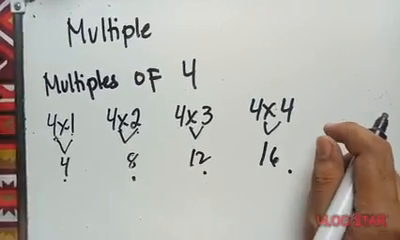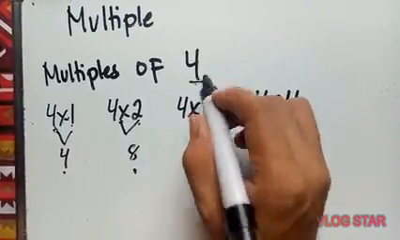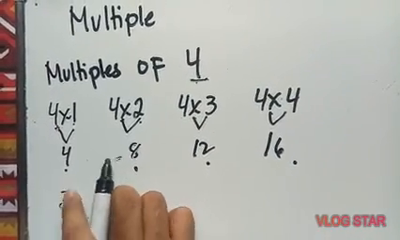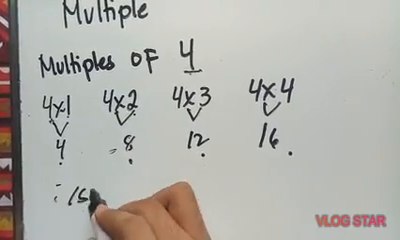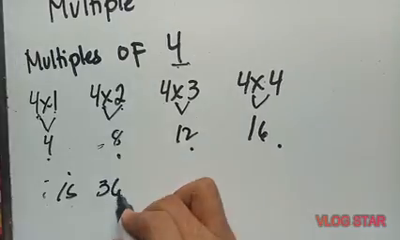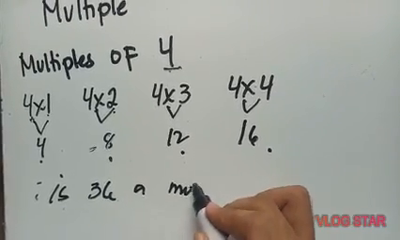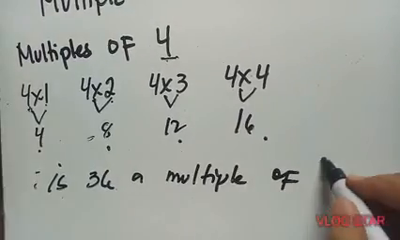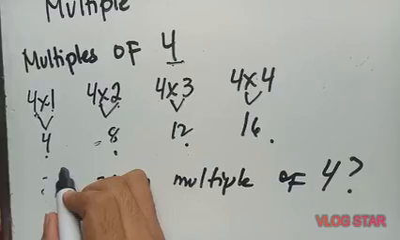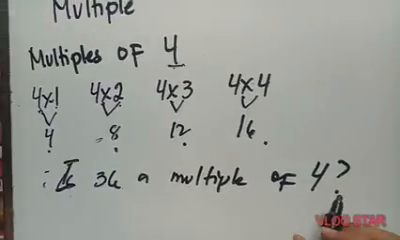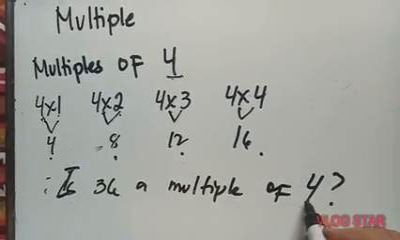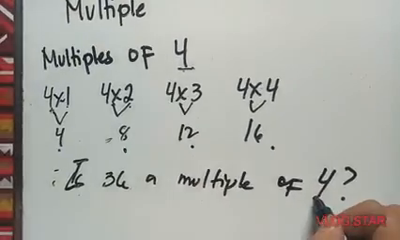identify whether a number is a multiple of a given number. For example, 36. Is 36 a multiple of 4? How can you identify whether a given number is a multiple of that number?